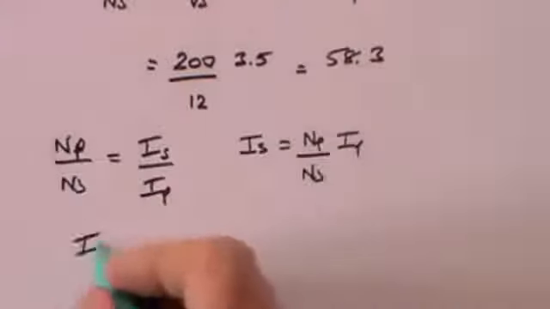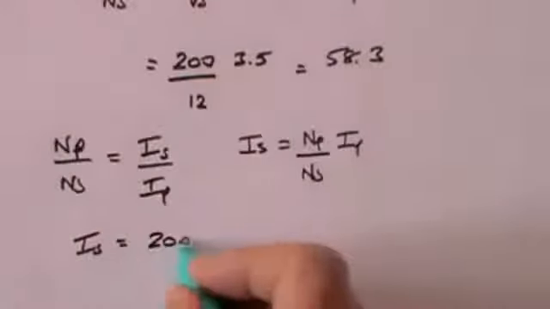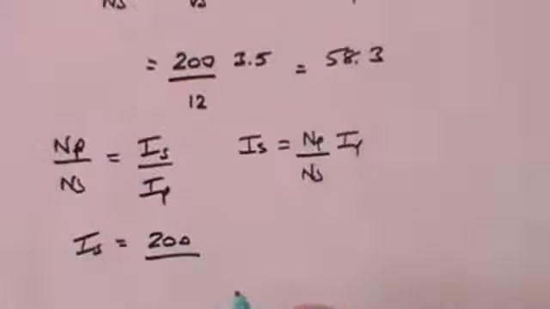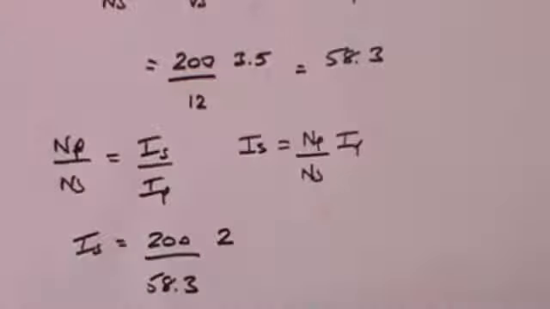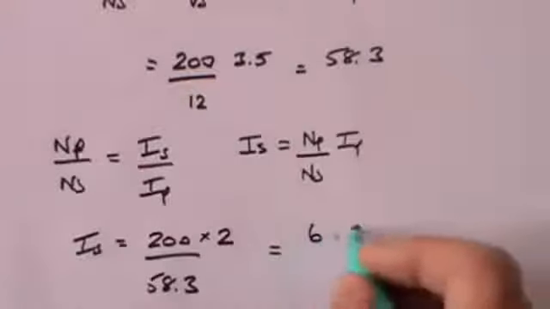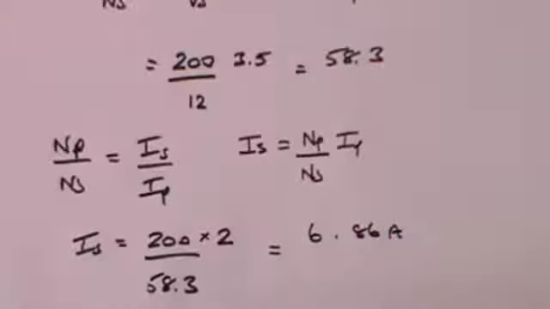So IS is going to equal, well, the number of turns in the primary is 200, we were given that. The number of turns in the secondary was 58.3, we calculated that, and we're told that the current in the primary is 2. So we multiply by 2, and that should give us a current in the secondary of 6.86 amps.